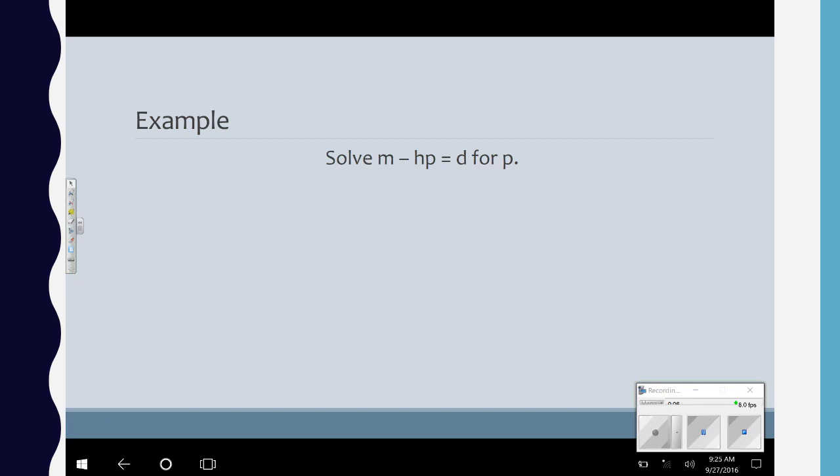Okay. Another example, m minus hp equals d, and we're going to solve that one for p. So we're solving for this. Watch what happens if I put in numbers. You know exactly how to do this. Okay, same kind of thing. I just put a 3 in for m, a 2 in for h, and a 4 in for d. First thing I would do would be to subtract 3, right? So negative 2p equals 1.